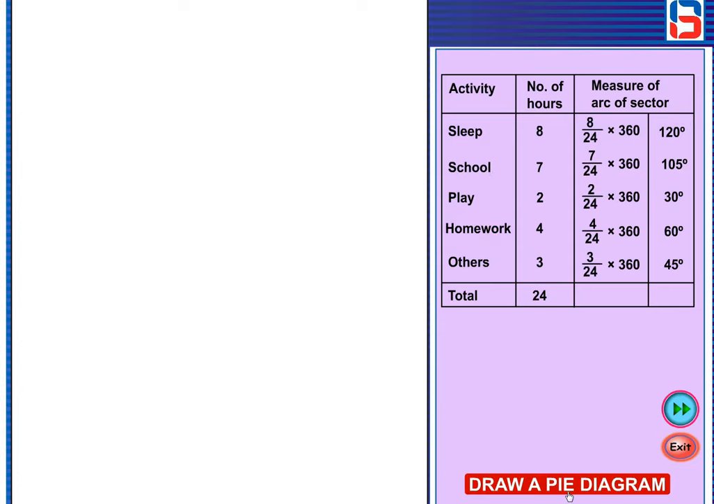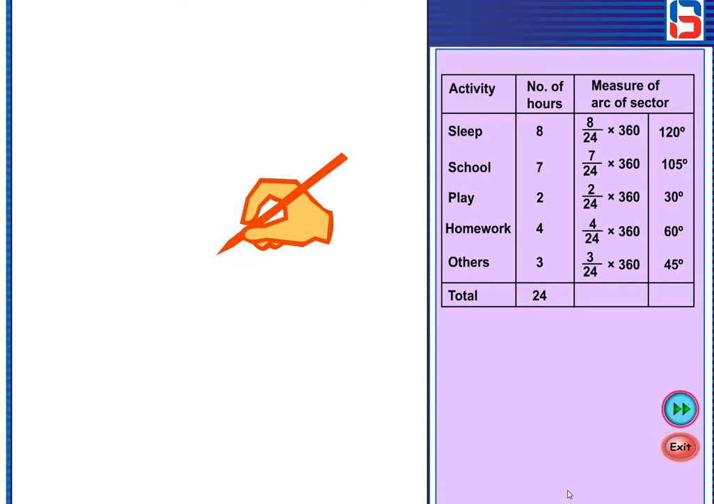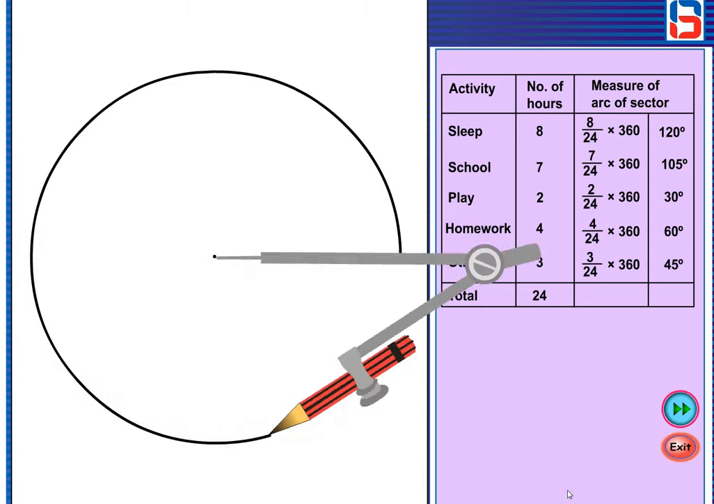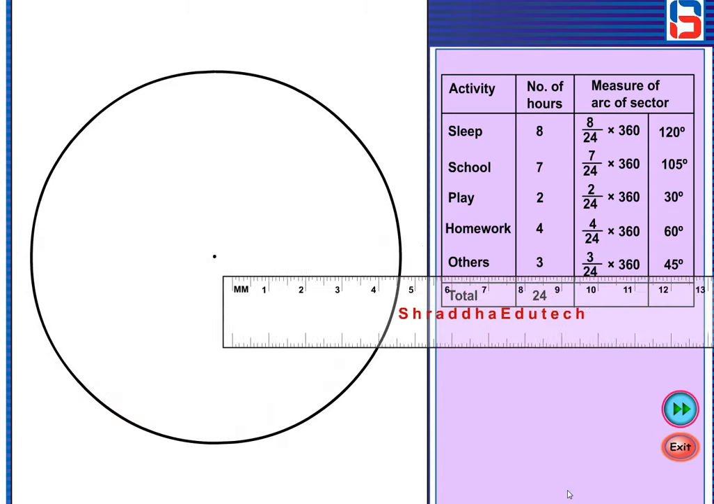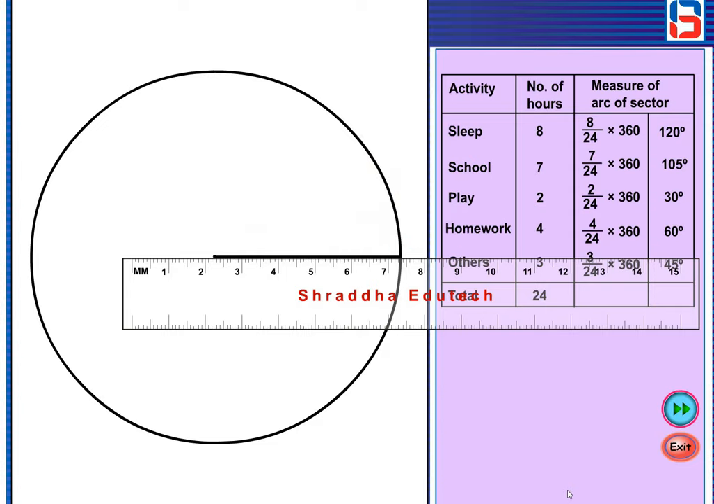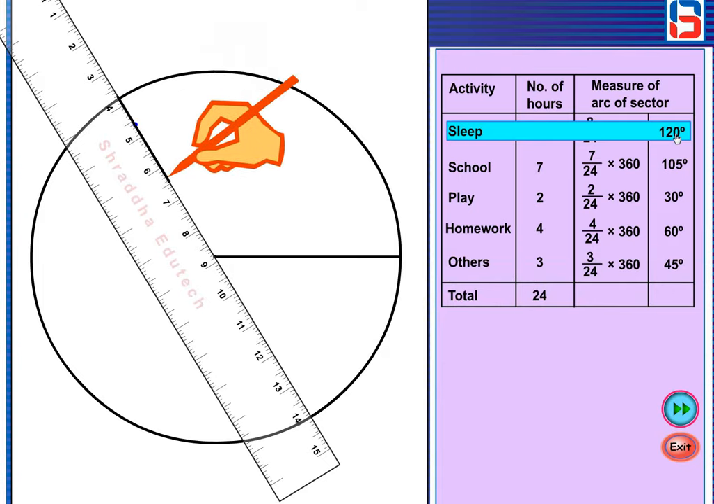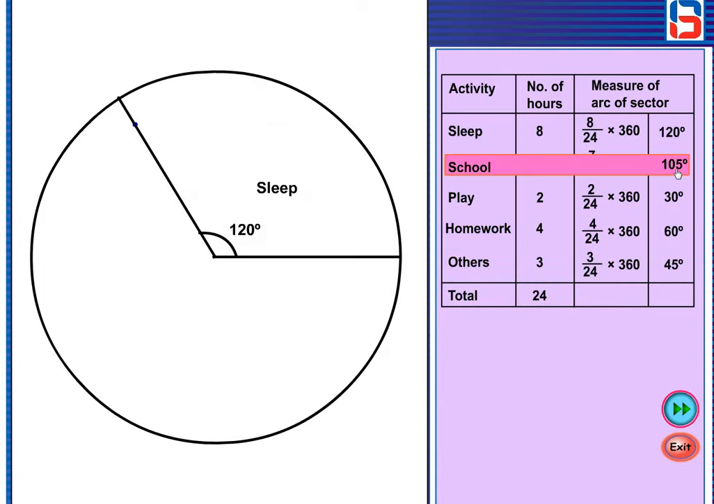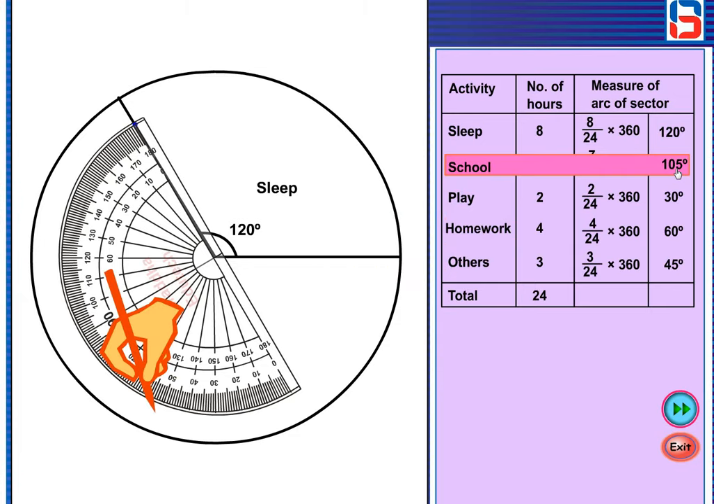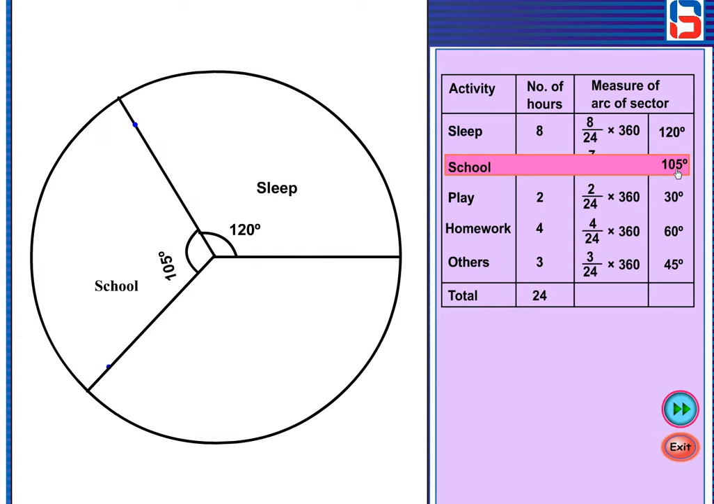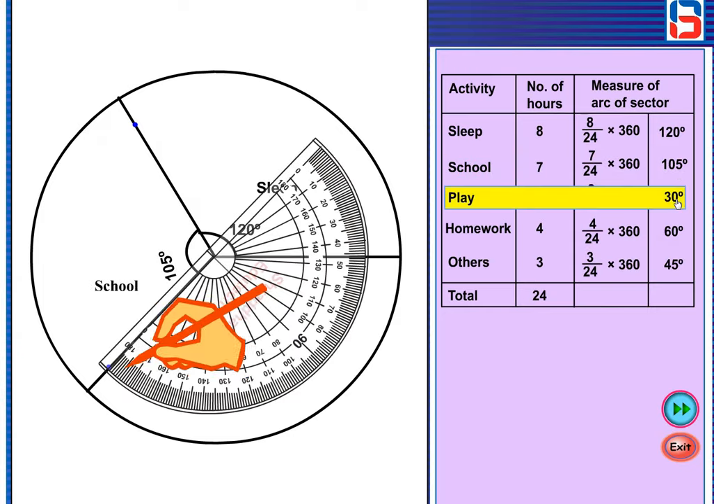Take a certain radius and draw a circle. Draw a radius. We have to draw 120 degree. Then we draw further 105 degree. Then we draw 30 degree.